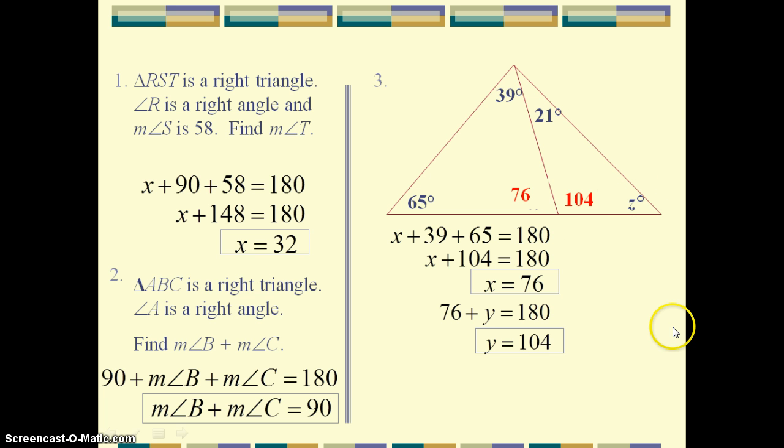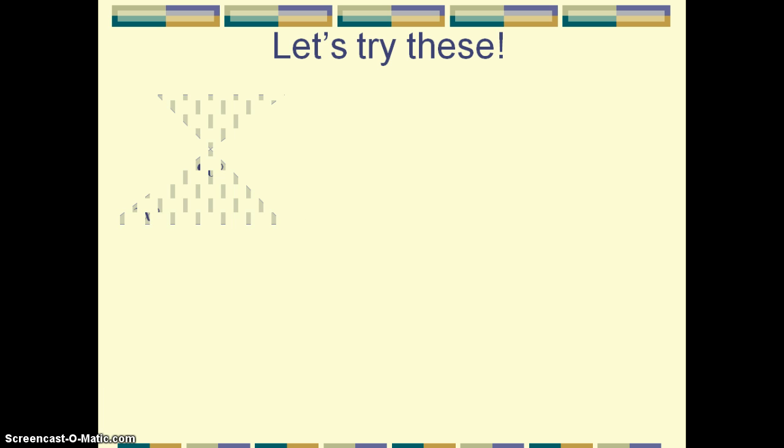I'm going to set up another equation to solve for z. Z plus 21 plus 104 is equal to 180. I combine like terms and subtract 125 from both sides to get that z is equal to 55.